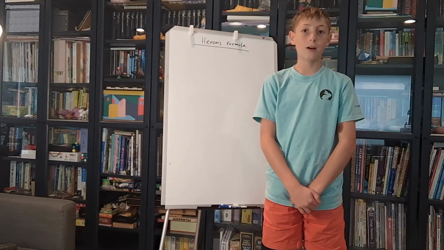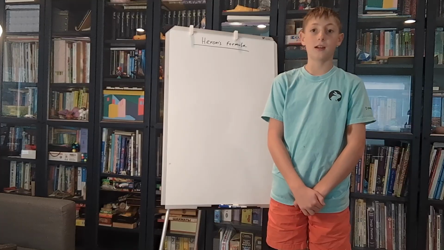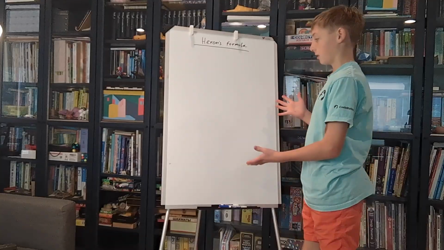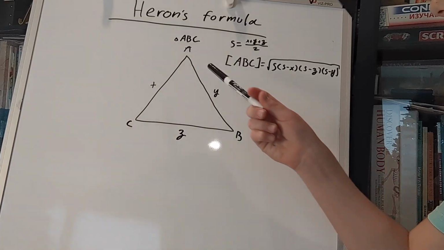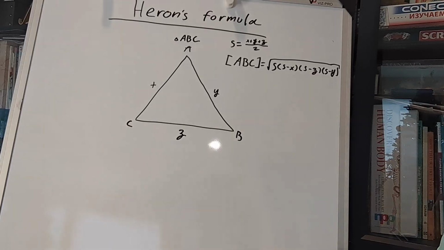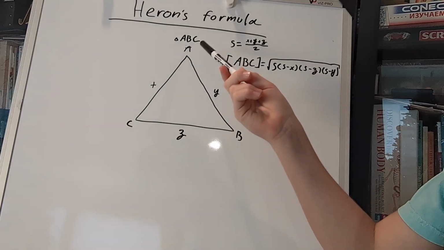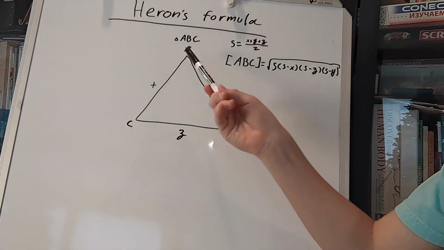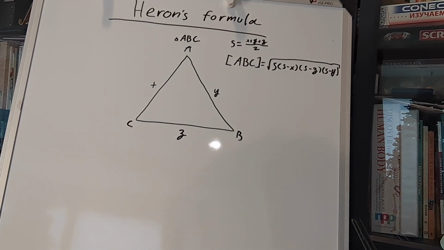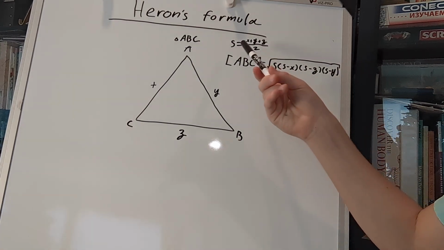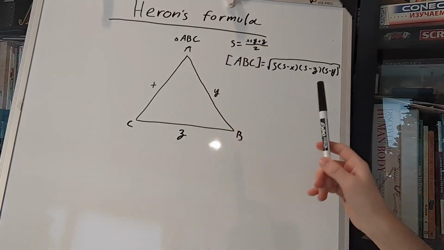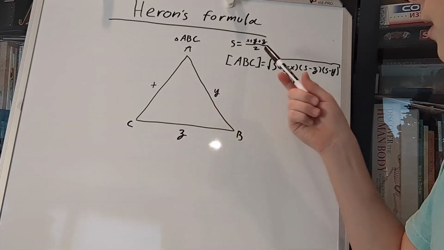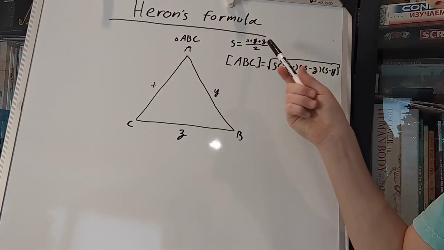Showing you what Heron's formula is and how you get to it. First, here I've got a triangle, triangle ABC. So we'll let the side AB be Y, BC be Z, and AC be X. And then we're also going to have S equal to the semi-perimeter of the triangle, which is just X plus Y plus Z over 2.